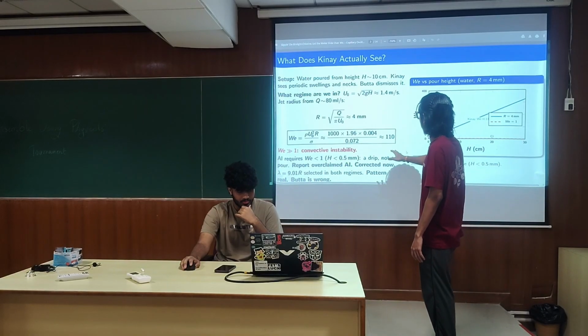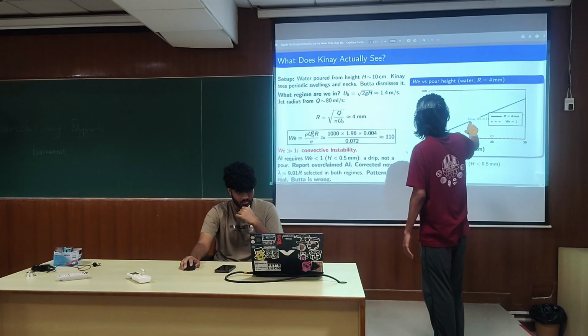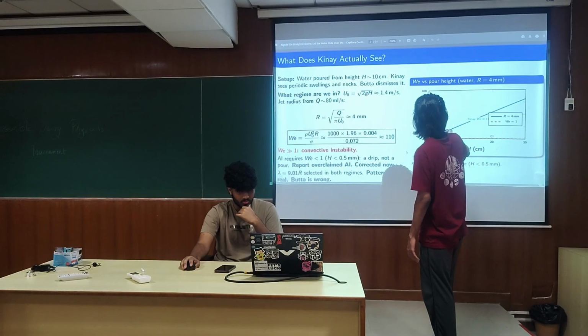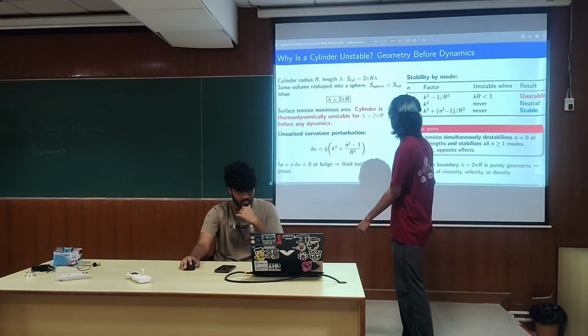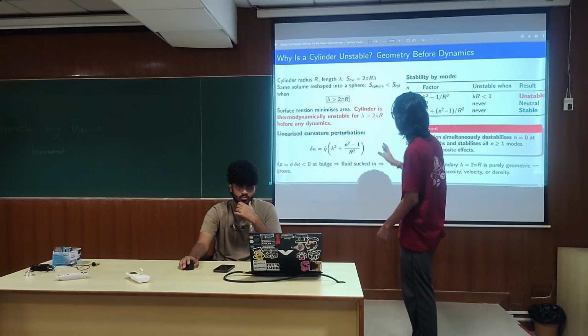in both regimes, and the pattern sustains in both the regimes, and the V1 number comparison can be seen here with the standard convective instability norm. So now we come to the geometry of it, that is, why the cylinder is unstable.